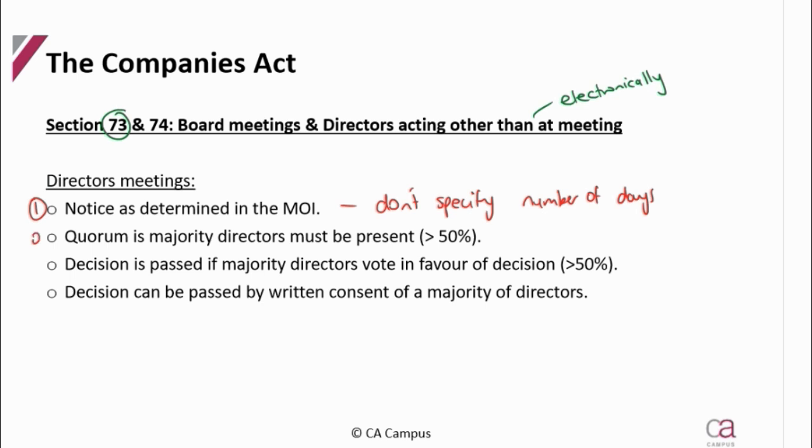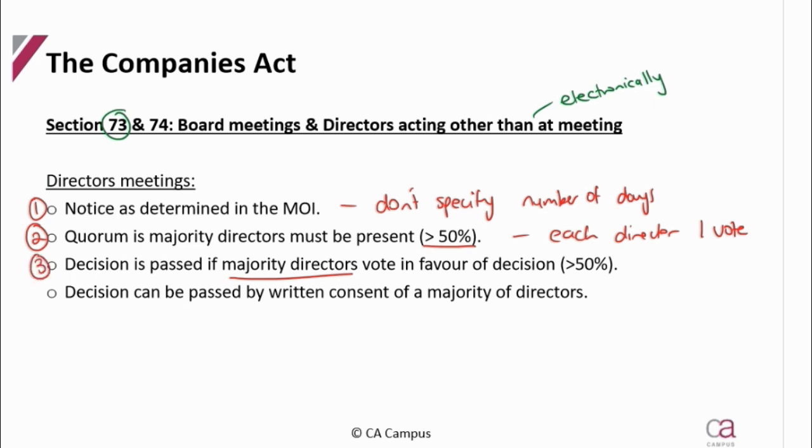They have to have a quorum. Here the quorum is majority must be present. So unlike your shareholders where it was 25% of the voting rights, now it's more than 50% of the actual people, because each director has 1 vote. Okay, they don't have percentage votes like your shareholders do attached to the number of shares they have. So majority must be present, and then majority must pass the decision.